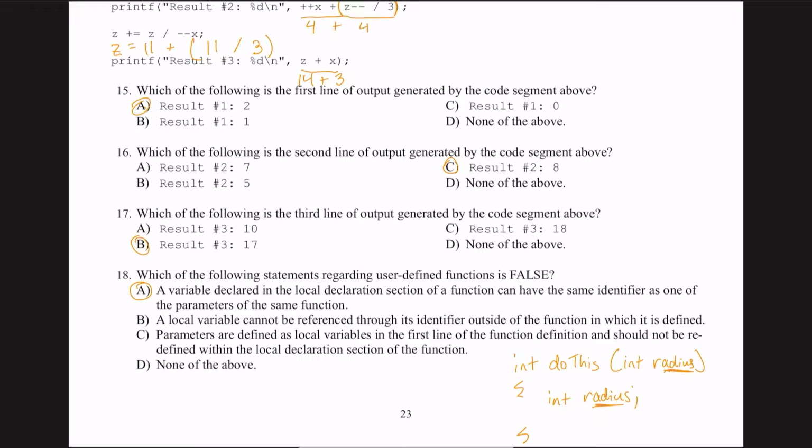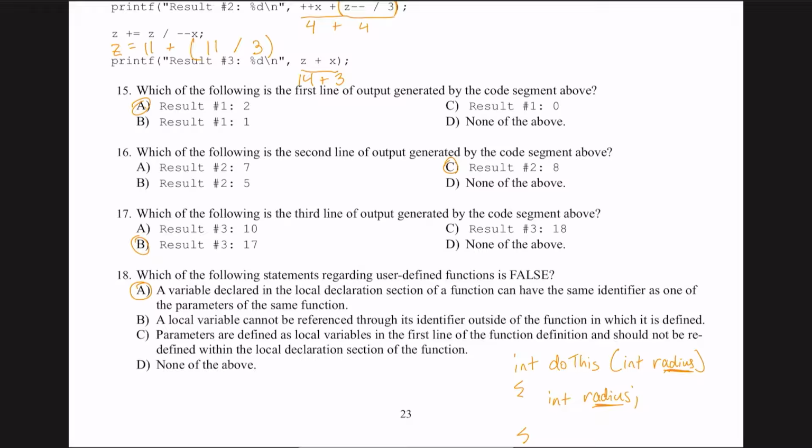B, a local variable cannot be referenced through its identifier outside of the function in which it is defined. This one is going to be true. It is the concept of scope. So when we define a local variable, we say that anywhere in this body between the curly braces of the function, from where it's declared to the end, you can refer to that variable, but nowhere else. This protects us from making unwanted changes in other functions that you would get with something else like global variables, something we don't allow in the course. So therefore B is true.